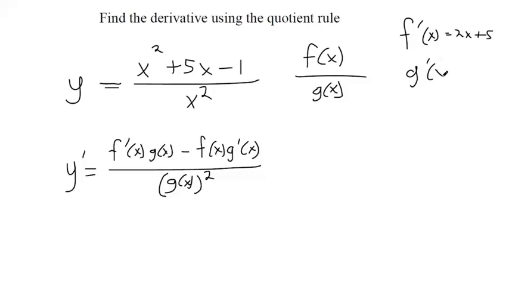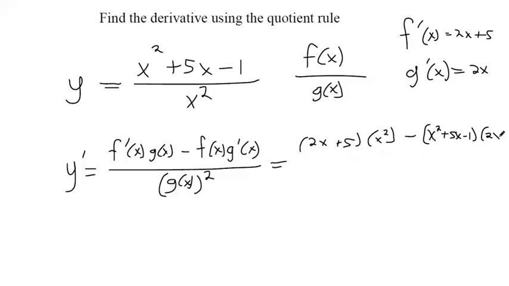And the derivative of g of x, the 2 comes down and multiplies. Then the power gets reduced by 1. So we just have to plug that stuff into the quotient rule formula, sorry. So 2x plus 5 goes in for the derivative times g, which is x squared. So I've done this so far. And then we've got f of x, which is x squared plus 5x minus 1. And then times the derivative of g, which is 2x. That's all over g of x squared.